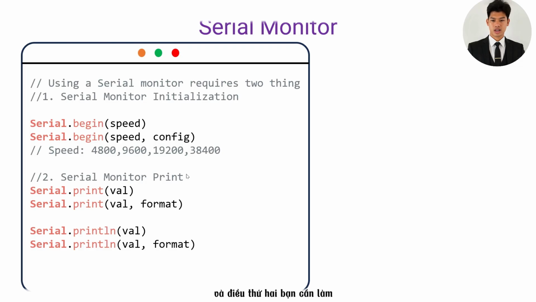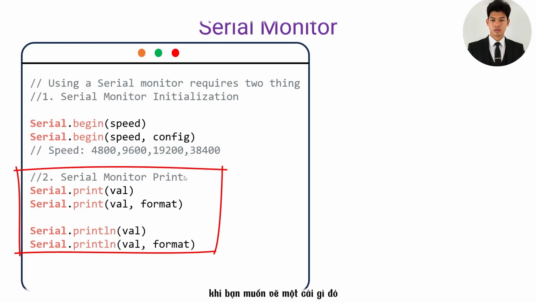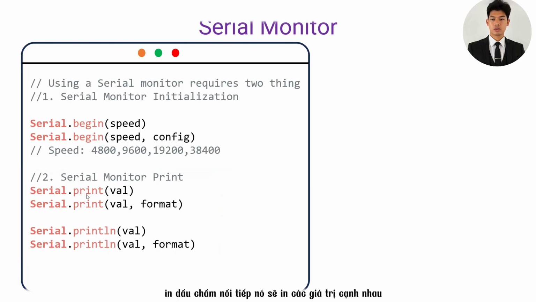And the second thing you need to do, when you want to print something, you need to use a function that is Serial.print or Serial.println. There is a difference between these two commands. Serial.print will print the values side by side, whereas Serial.println will print the values on a new line. So that's the basic difference between Serial.print and Serial.println. Now we'll see how we can use serial communication for our Arduino with our potentiometer and observe the values of the potentiometer.